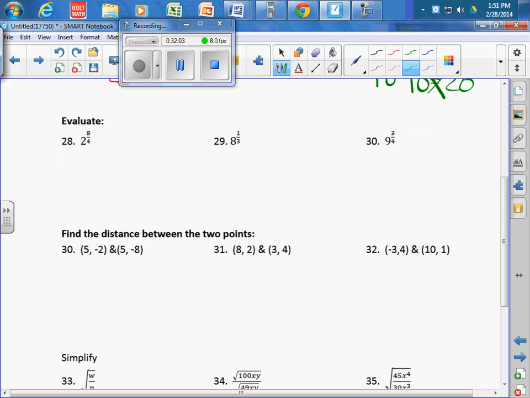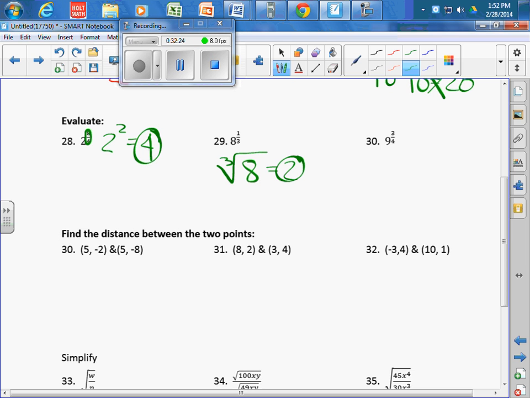Evaluate 2 to the 8/4. Well, I can reduce that fraction. 8/4 is 2. So I have 2 squared. That's 4. 8 to the 1/3 power. This is actually the cube root of 8. That's 2.